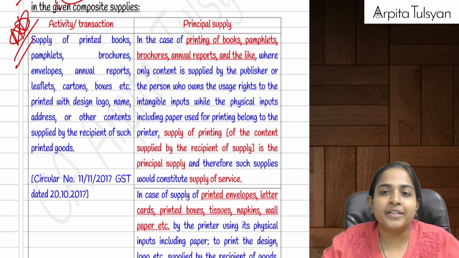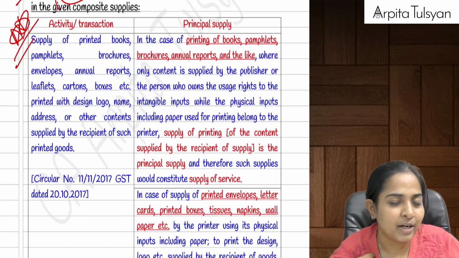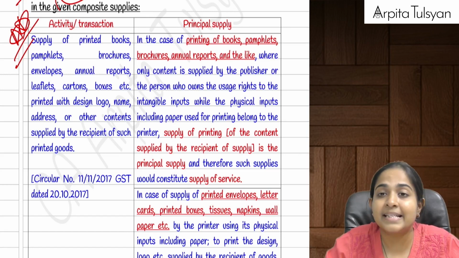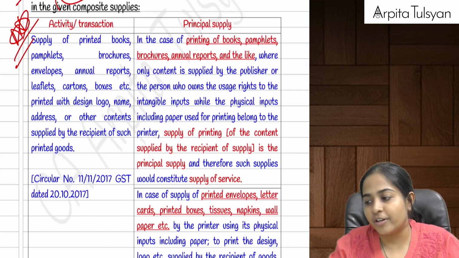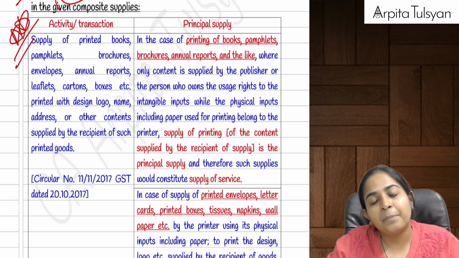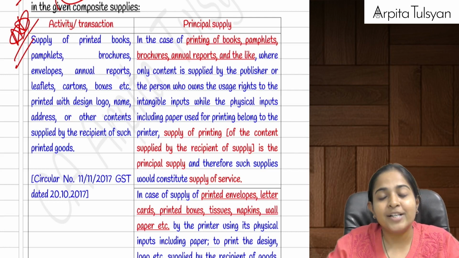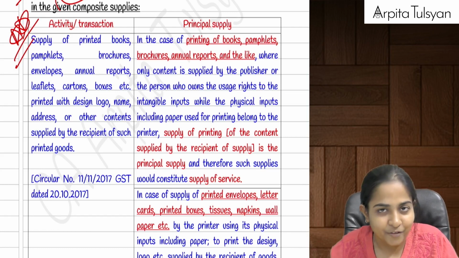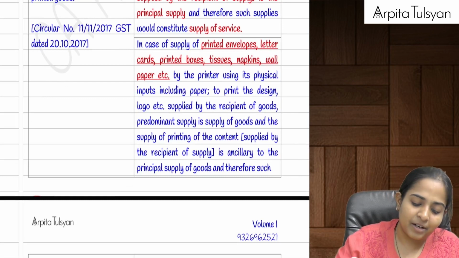Now here they are telling that the content is given by the author, the recipient of the supply. So in this case, the principal supply is the supply of printing. A very simple example: let's say I give you this particular paper. Is the paper important or the content important there? Obviously the content written on that paper is more important. So they are telling that the printing service becomes the principal supply. So whatever is the rate of tax applicable to the principal supply, that should be applicable, right? Acha, then similarly, next one.